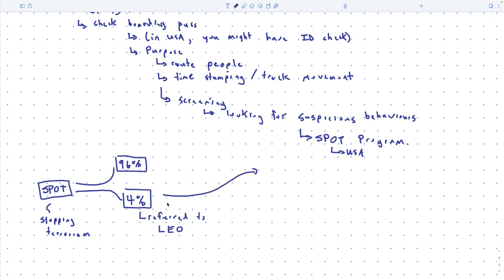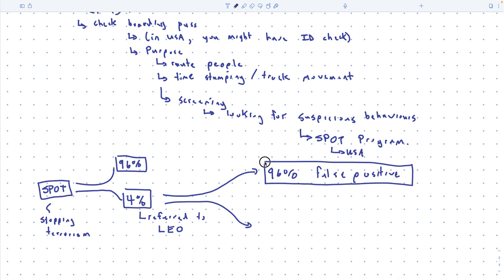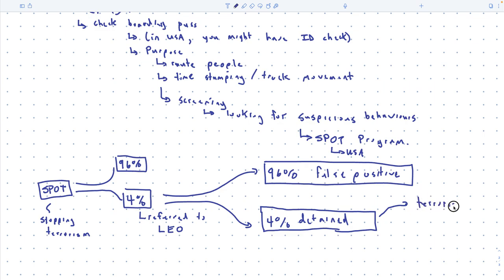But anyways, this is the more important split. Some amount of people got referred to law enforcement, okay? So how many of these people were actually terrorists at the end of the day? Okay, so 96% of them were nothing, false positive. They were let go, there was no problem. And then that means there's 4% left, right? So these 4% were actually detained by law enforcement. Of these 4%, how many of them were terrorists? Because there could be other crimes that would get you detained. And so the answer is exactly zero.